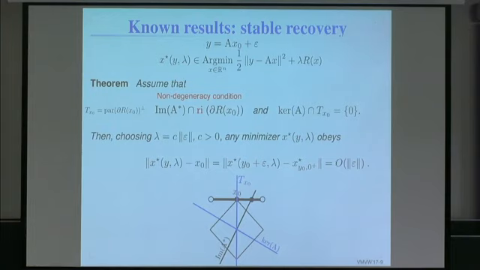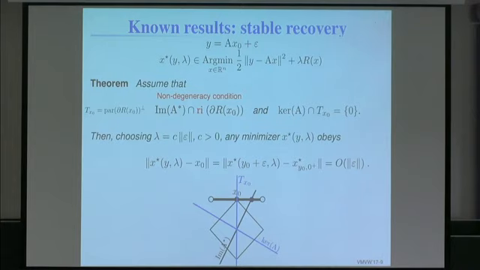So if you have these two conditions, then if you choose lambda in proportion to the noise level for some constant C, then you can ensure that any minimizer x star of this problem will behave in a Lipschitz way with respect to x0, meaning that if you see it as a set-valued mapping, it is really a Lipschitz application. As a function of what? As a function of the noise.